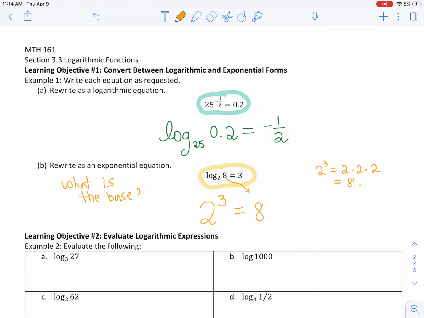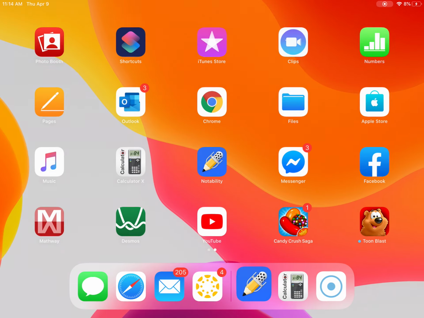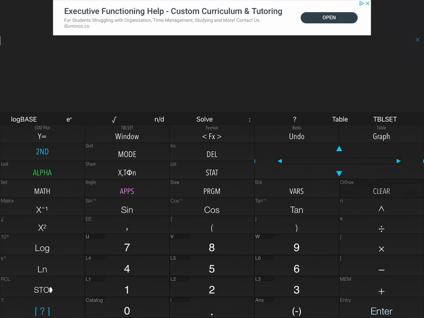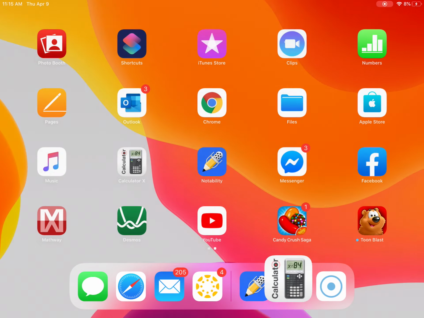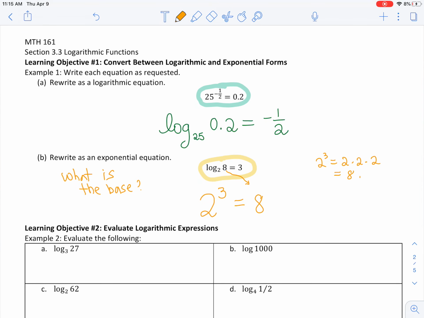So we're just translating, like learning a different language, a different way of writing things. But if you type in log base 2 of 8 in your calculator, let me do that with you right here. Go to math, log base, and put 2 and 8 in there. Guess what we must get? We must get 3. So they're equivalent expressions. They're saying the same thing, just written in different forms.